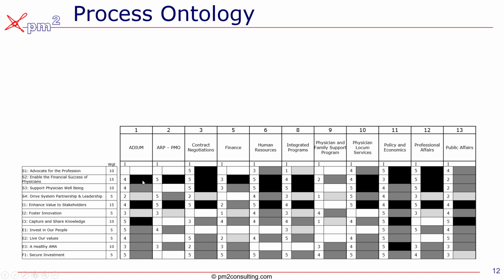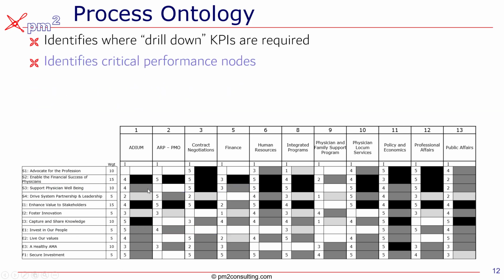So the number of strategy points illustrates to us where the critical performance nodes are. And this is important because later on, if you want to do drill down KPIs, obviously you want to first get those black areas measured and then later on the gray ones. But it also allows us to identify the critical performance nodes. So if you're running this process, I now know what you need to focus on.